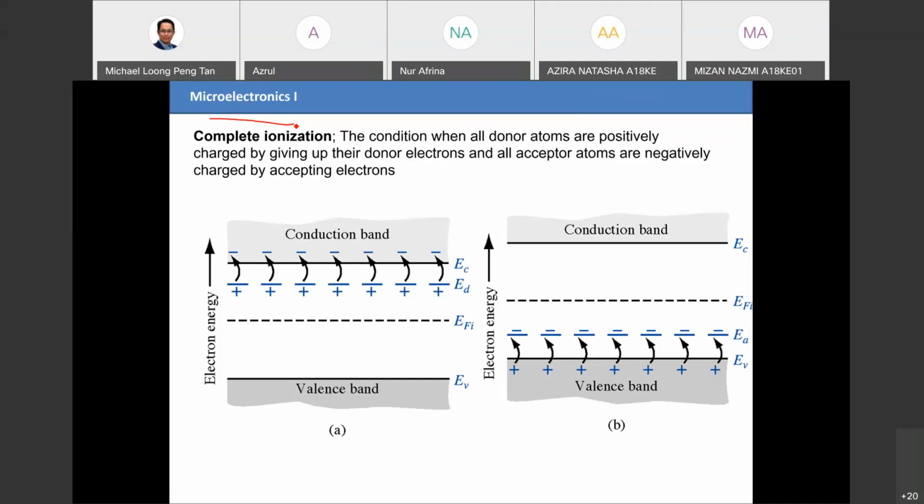You cannot say complete ionization is when donor is positive by giving up its electron. Although it's correct, it's not complete, so you get half marks. If you answer both sides, talking about donor and acceptor, then okay. So complete ionization, even if you just read the term, you already know the meaning. Everything is ionized completely.